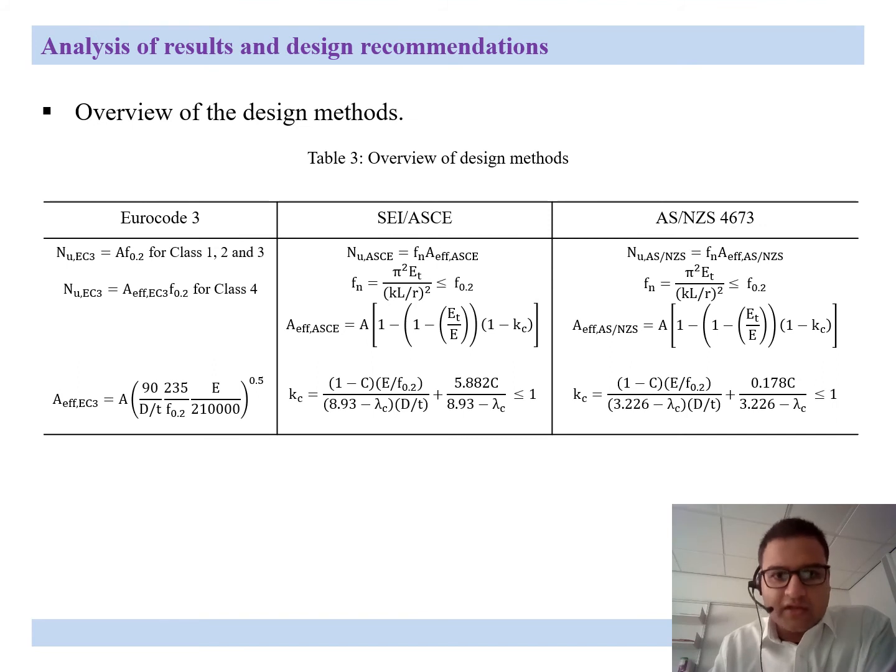So now we'll look at the overview of the design method. The Eurocode utilizes a cross-section classification framework for the design of stainless steel CHS stub columns. The classification of the circular section is determined by comparing the cross-section ratio against the prescribed slenderness limits. The current American and Australian New Zealand specification adopts an elastic buckling stress method for the design of stainless steel hollow sections, with the only difference being the reduction factor known as Kc.